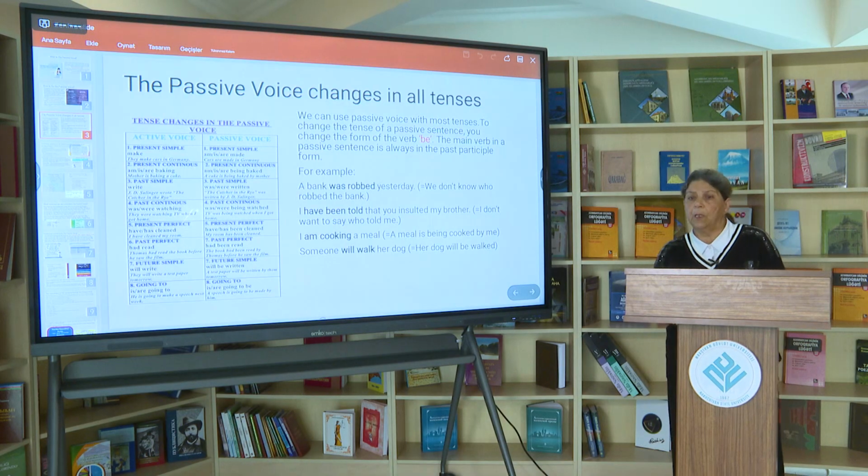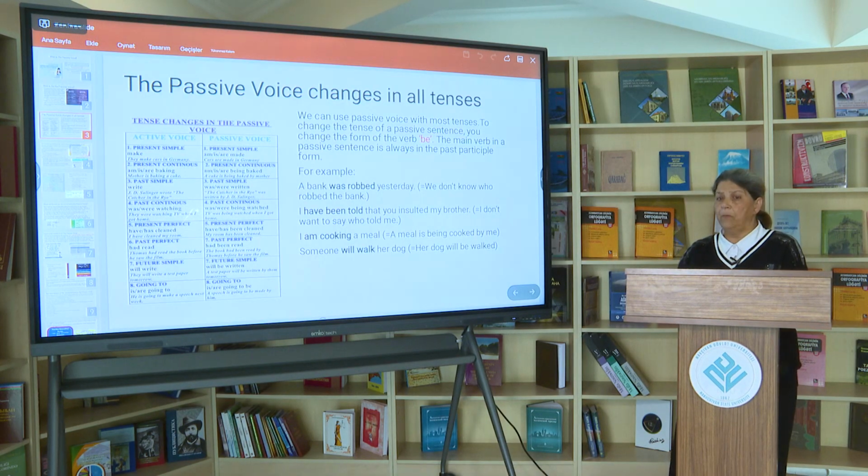Or in future tense, I will say, I will write you a letter. In passive voice, it will be in this way. A letter will be written by me to you. And in future in the past, it will be, I would write you a letter. In the passive voice, it will be in this way. A letter would be written by me.